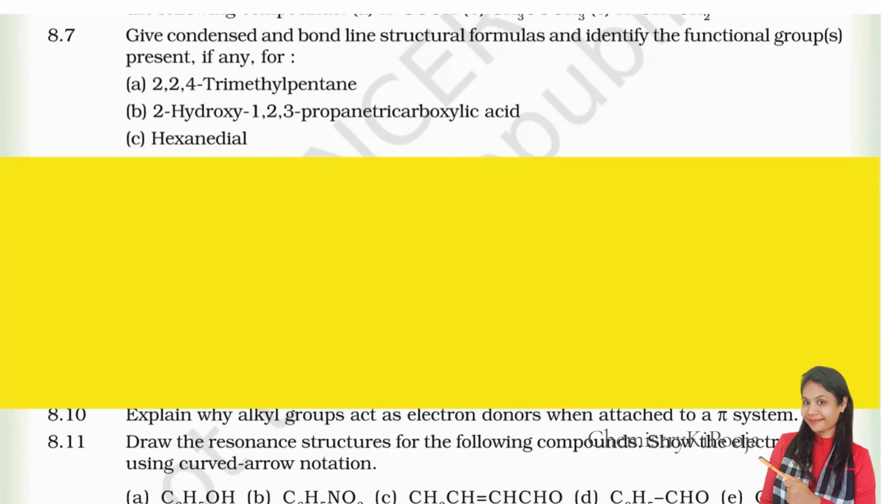The next one is: give condensed and bond line structural formulas and identify the functional group present in it. So now let us start with the first one, which is 2,2,4-trimethylpentane. Okay. Now this is the question given to us.